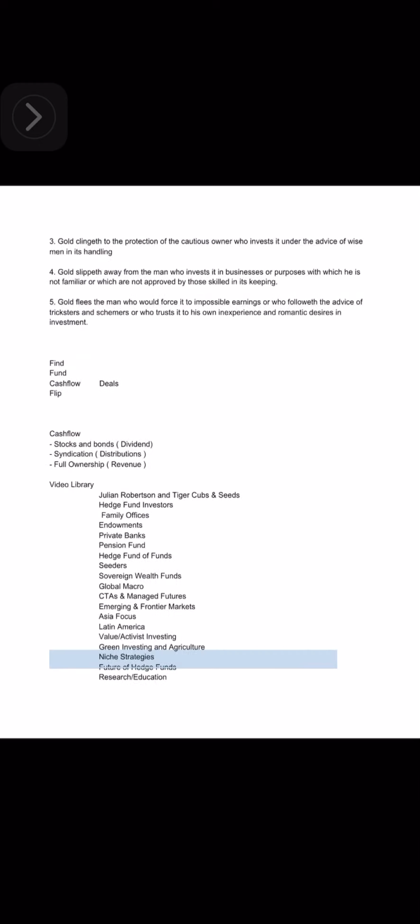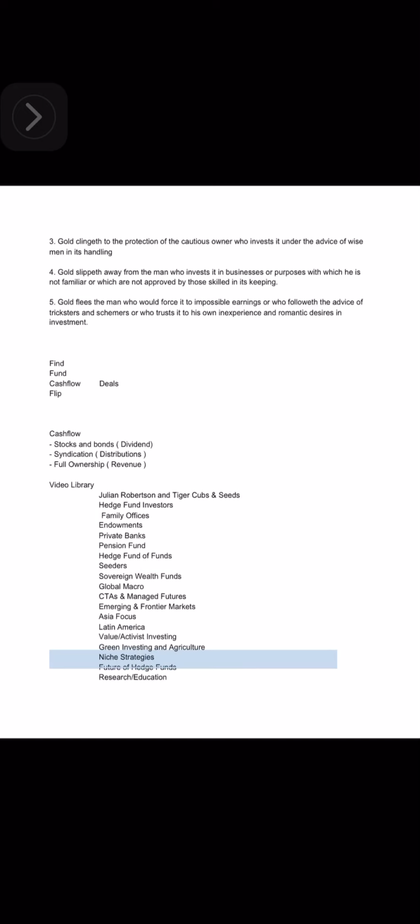Two: gold laboreth diligently and contentedly for the wise owner who finds for it profitable employment, multiplying even as the flocks of the field. Three: gold clingeth to the protection of the cautious owner who invests it under the advice of wise men in its handling. Four: gold slippeth away from the man who invests it in businesses or purposes with which he is not familiar or which are not approved by those skilled in its keeping. Five: gold flees the man who would force it to impossible earnings, or who followeth the advice of tricksters and schemers, or who trusts it to his own inexperience and romantic desires in investment.